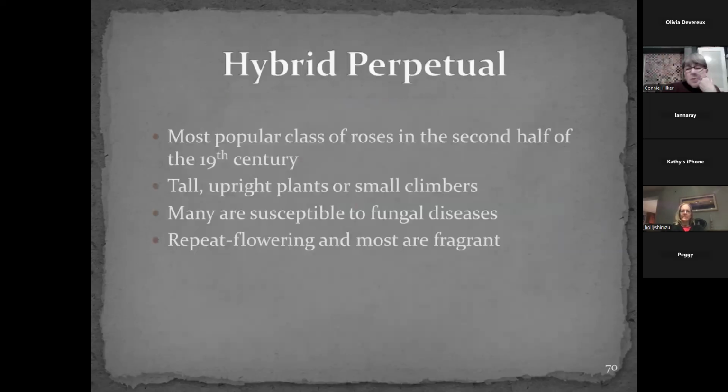Then we have hybrid perpetuals. They were the darling of the rose world in the second half of the 19th century. These are tall, upright plants. Some of them could be trained as climbers. We're starting to get a lot more susceptibility to fungal diseases at this point, and they're repeat flowering, not perpetual like the name suggests. Most bloom very, very well in the spring and then moderately for the rest of the year, and most of them are very, very fragrant.